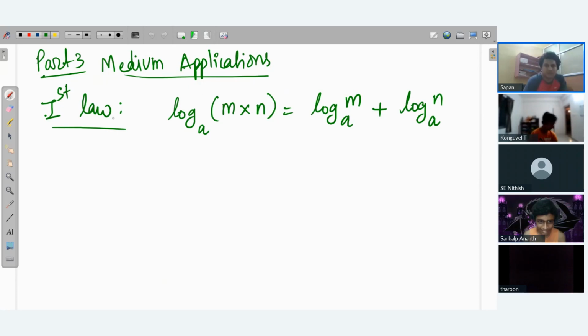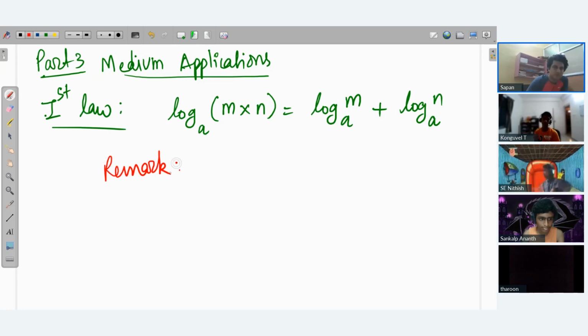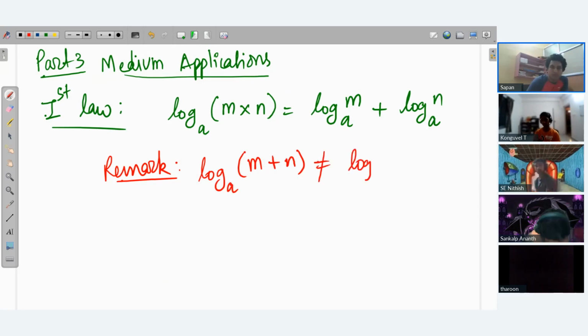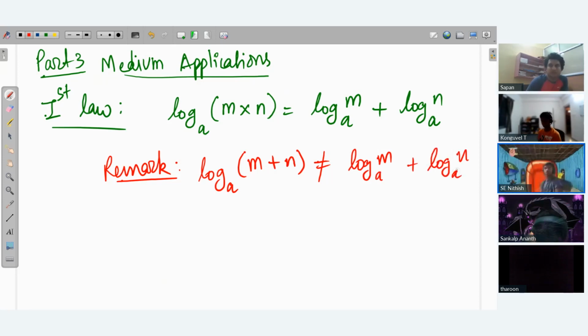In logarithm, this property holds, which is called the first law. You can also call it the product law because it deals with product. But anyway, it has addition also. The most important thing is to notice the remark: log of m plus n on base a is not equal to log m on base a plus log n on base a. This is not true.